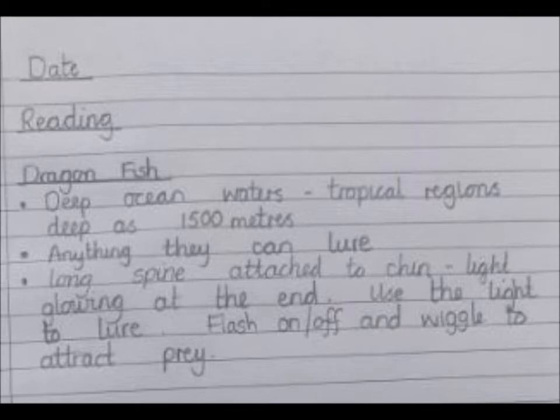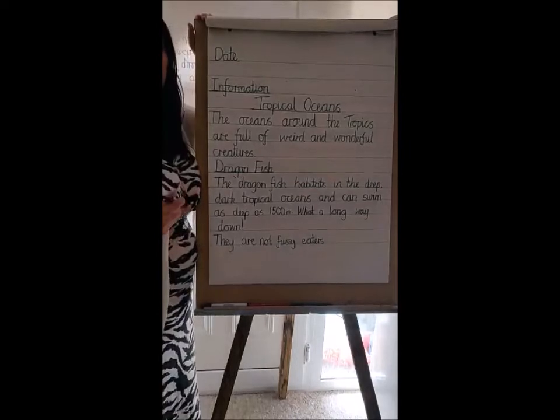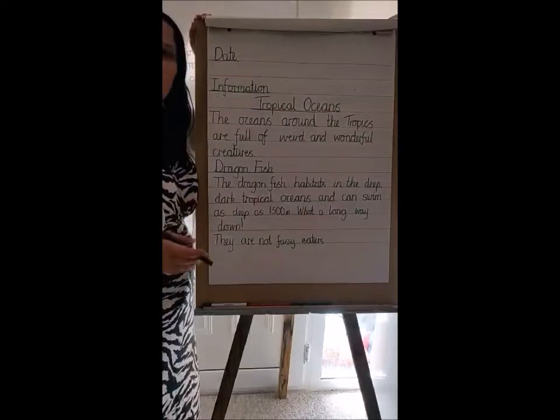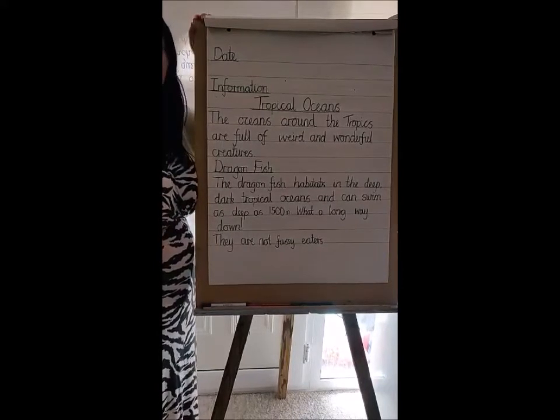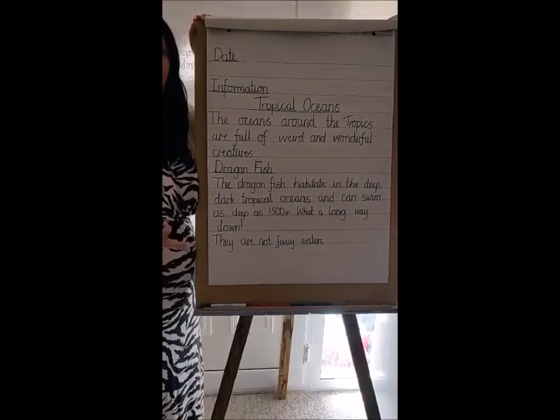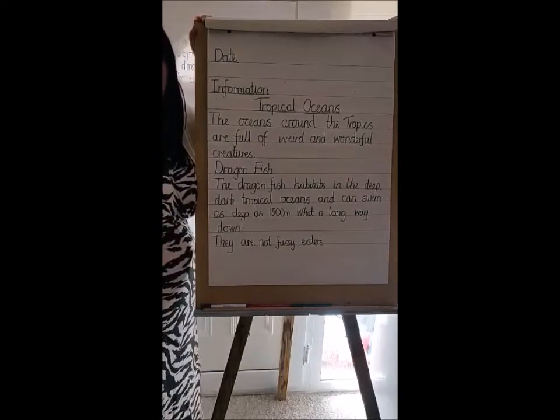My facts are deep ocean waters, tropical regions, that means tropical areas, deep as 1,500 meters. What do they eat? Anything they can lure. There's that word from earlier. And they have a long spine attached to the chin, light glowing at the end, use the light to lure and flash on and off and wiggle it to attract prey. Those are my notes.